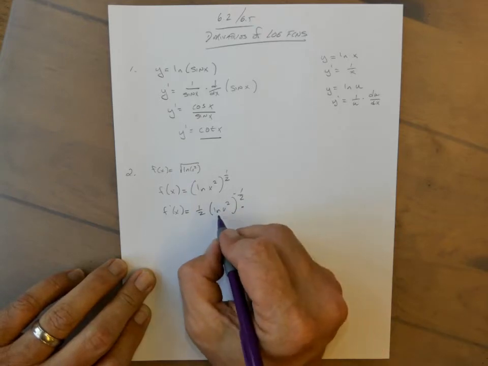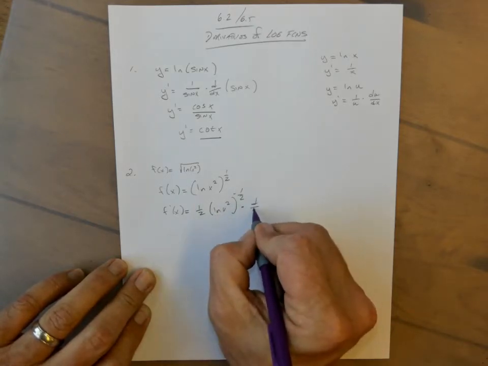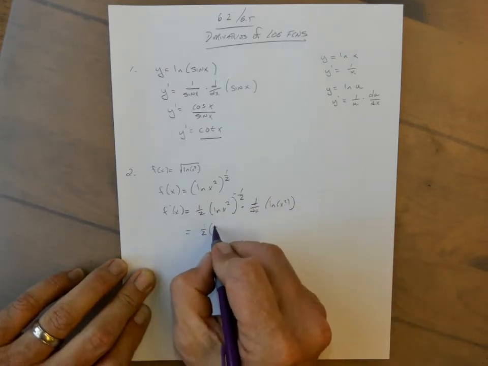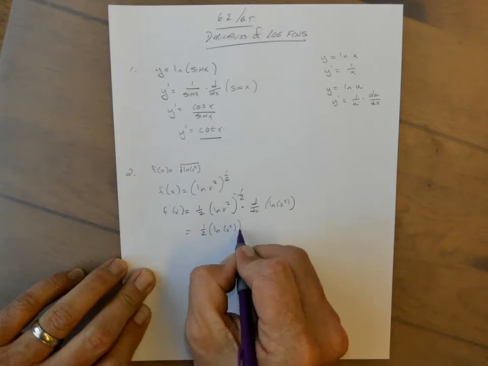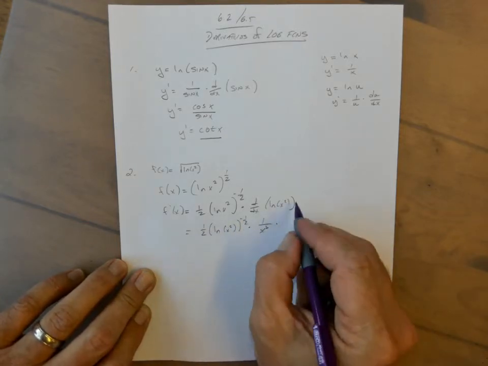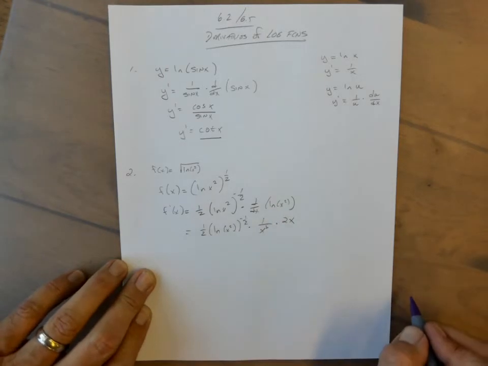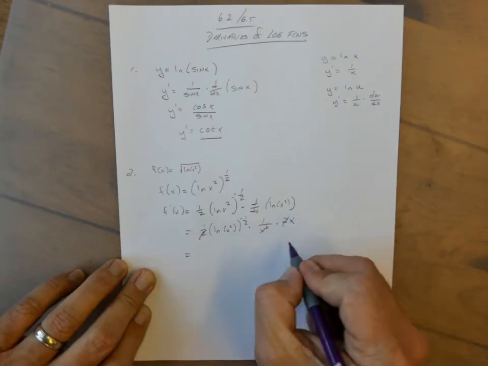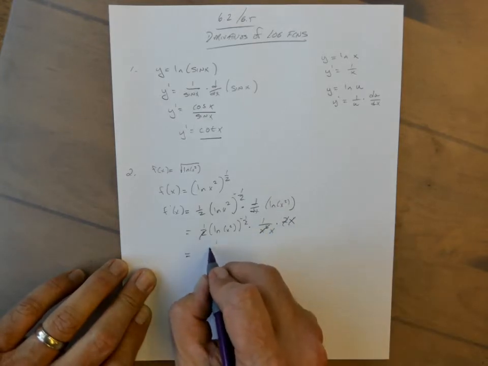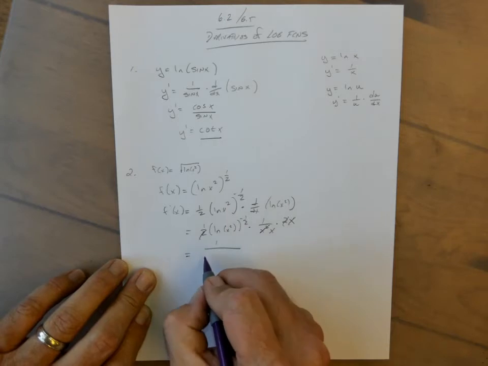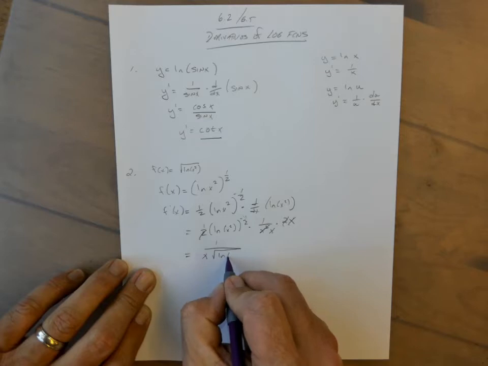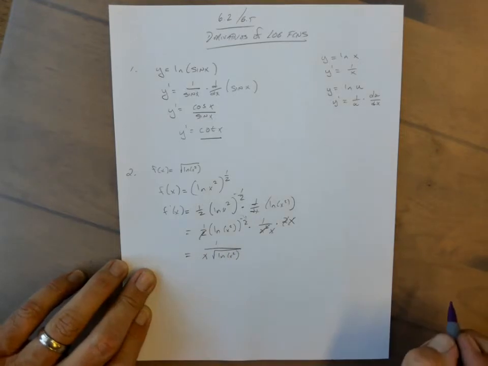times, now we do the derivative of what's inside, so we have the derivative of the natural log of x squared. So 1/2 the natural log of x squared to the negative 1/2. So here we would have 1 over x squared times the derivative of x squared, which is 2x. All right, so in simplifying, the 2's divide out, x divides out, so we're left with an x in the denominator, and we're left with 1 over x times the square root of the natural log of x squared.